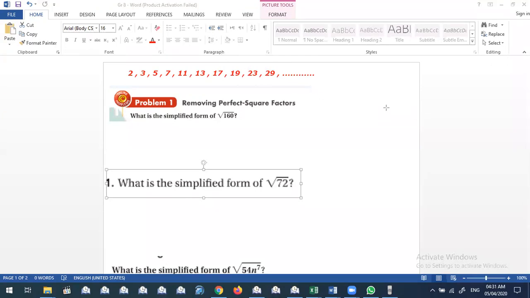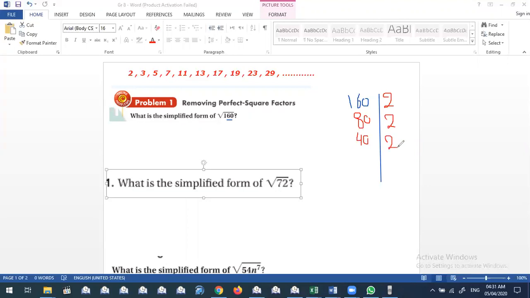Draw a line and write here 160, the number which is inside the square root. Can we divide 160 by 2? Yes, so I'm going to choose 2. 160 divided by 2 is 80. I can divide 80 by 2 again. I cannot use any number except the prime numbers. Don't forget, 80 divided by 2 is 40.